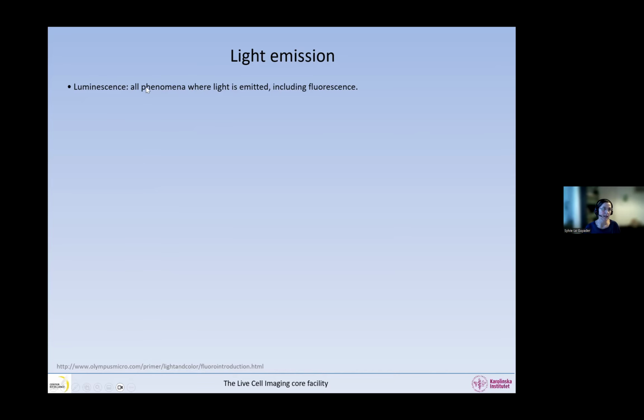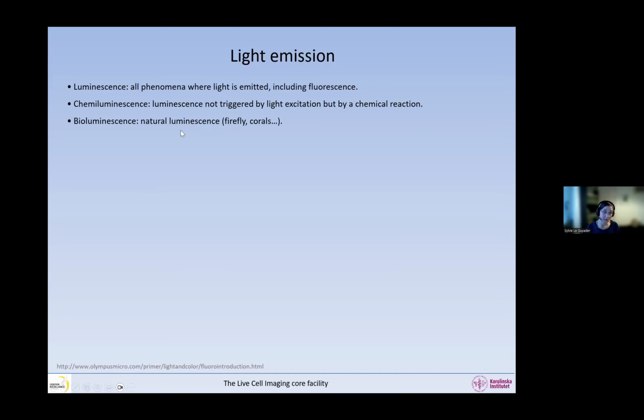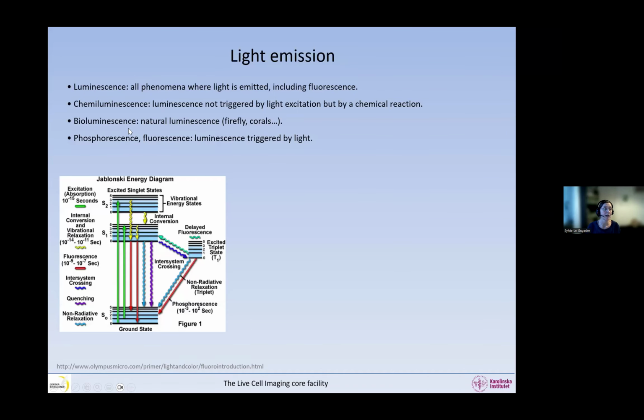So luminescence is a word that comprises all the phenomena where light is emitted. That includes fluorescence. So it's not only fluorescence, but it includes fluorescence. Chemiluminescence is luminescence that is not triggered by excitation light. So we can have a chemical reaction, and then it emits light. This is called chemiluminescence. And bioluminescence is luminescence, so where light is emitted, but it's natural. So this is what is found in nature, basically. Fireflies and corals, you have bioluminescence. So it's exactly the same thing. It can be triggered by a chemical reaction, or it can be triggered by light, but it's what you find in nature.